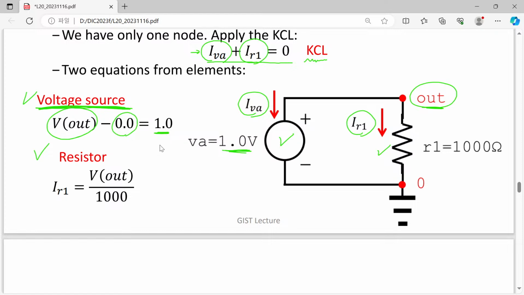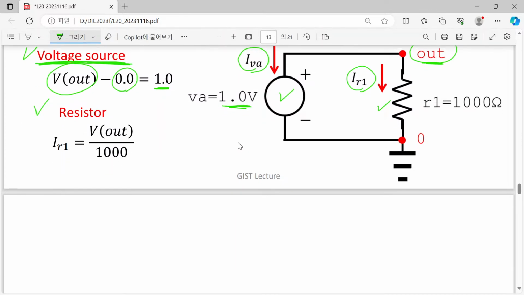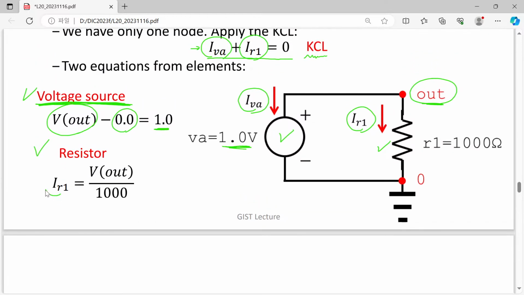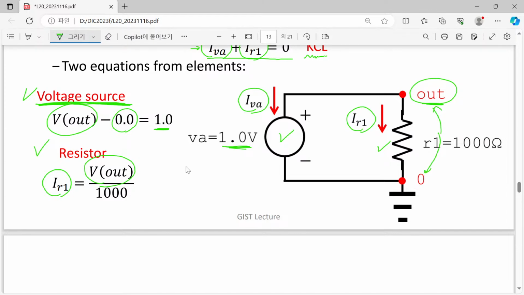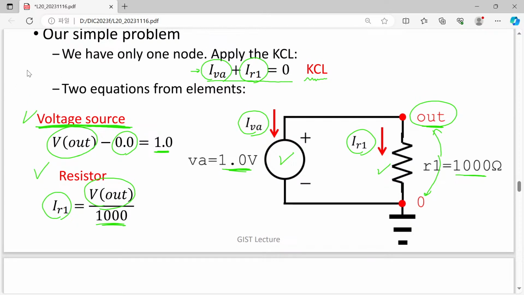That's it. And in the case of a resistor, instead of a voltage source, we must introduce Ohm's law. Ohm's law says that the terminal current is given by the difference between the two terminal voltages, and it becomes just V divided by its resistance. We will have this form. Yes, so collecting them all, we can solve the problem.